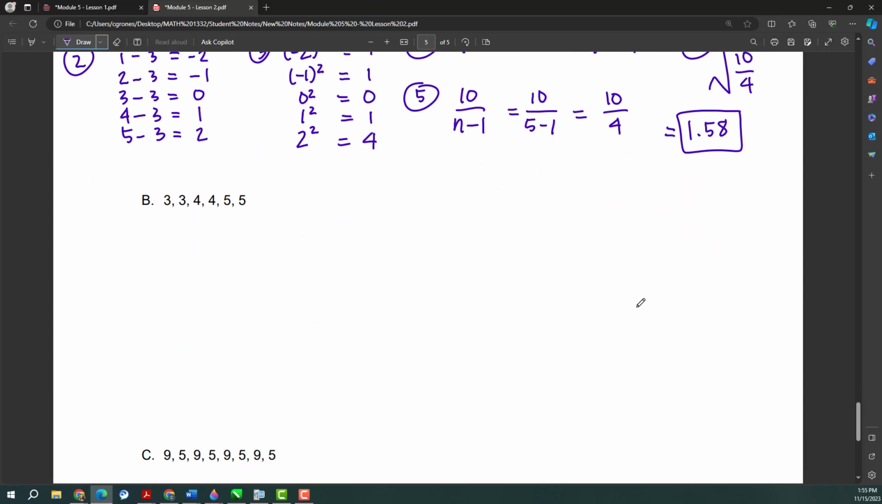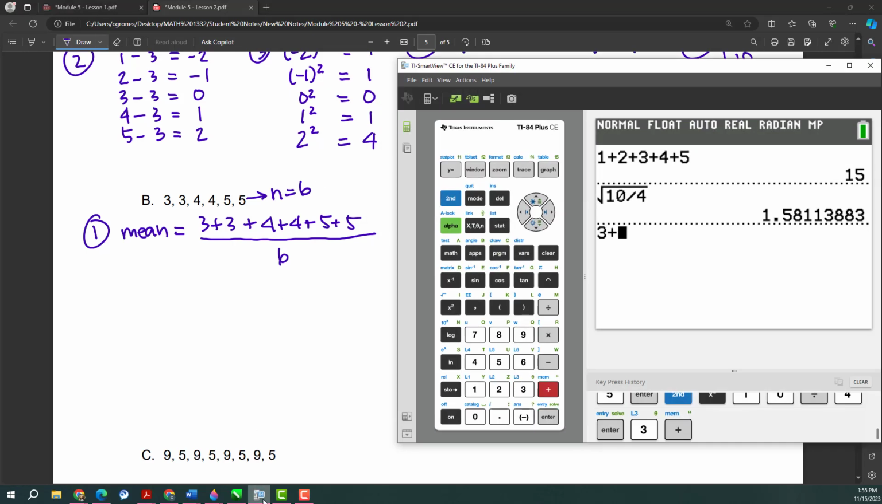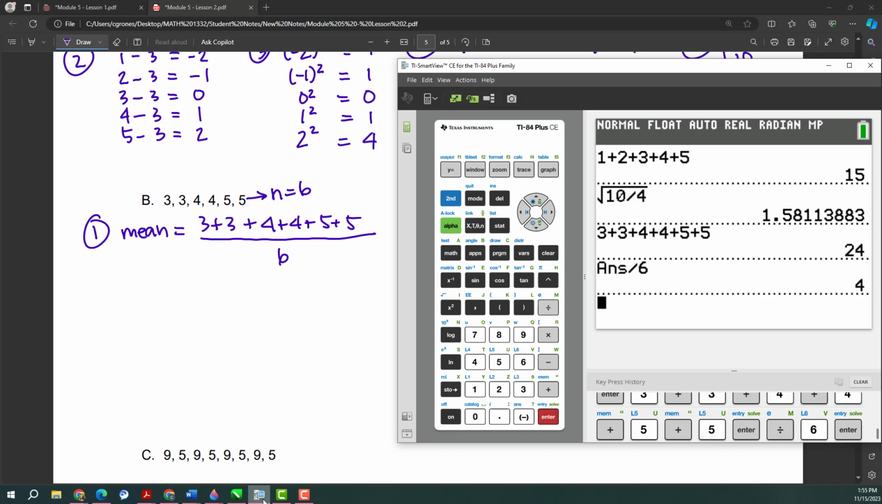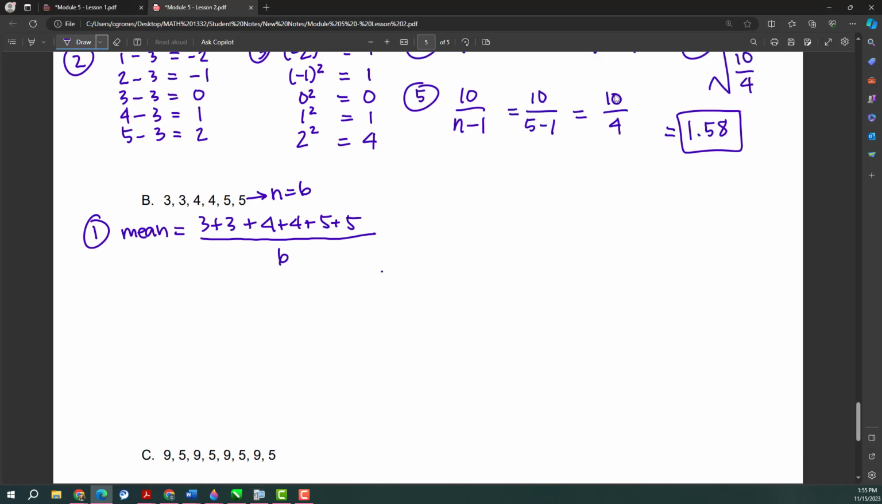Alright, on B, we're just going to do the same steps that we just did. The first step is to find the mean or the average. So 3 plus 3 plus 4 plus 4 plus 5 plus 5 divided by 6, because there are 6 items, so n equals 6. That sum equals 24. Divided by 6, our mean equals 4.